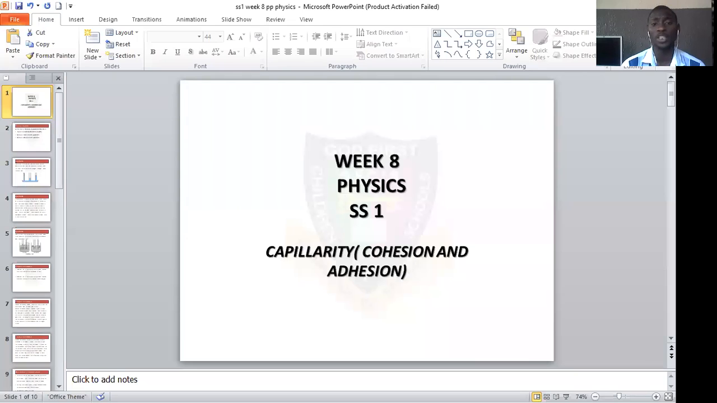So let me share the notes with you and the lesson objective. This is the week 8 physics SS1 capillarity, and under capillarity, we'll be looking at cohesion and adhesion. So this is our lesson notes.